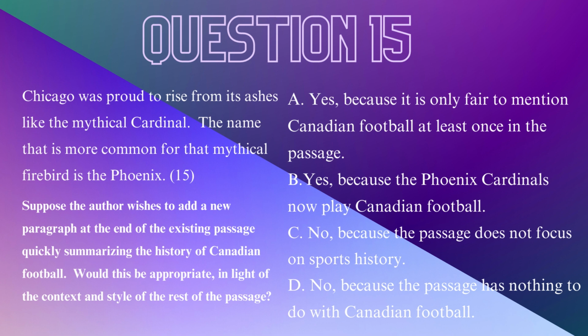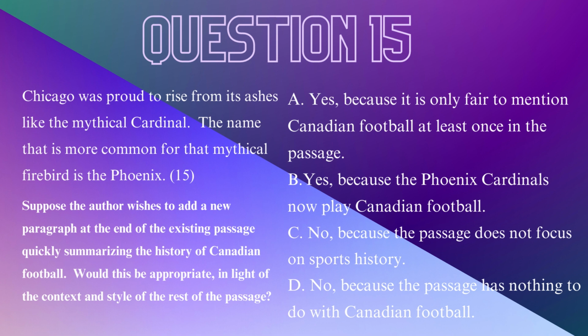Okay, so look at this last sentence of the passage. Chicago was proud to rise from its ashes like the mythical cardinal. The name that is more common for that mythical firebird is the phoenix. So the question is, suppose the author wishes to add a new paragraph at the end of the existing passage, quickly summarizing the history of Canadian football. Would this be appropriate in light of the context and style of the rest of the passage? Without looking at any of my answer choices, I'm going to answer this question with a yes or a no. And my first instinct is going to be no.